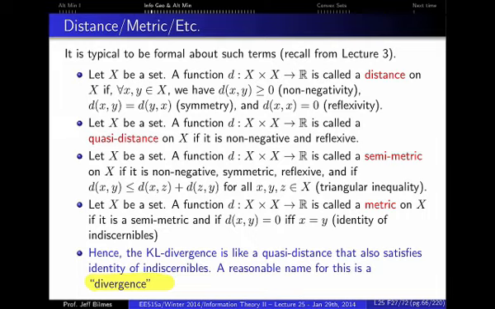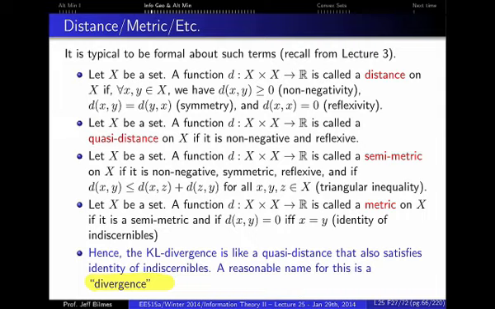Is there a formal definition of divergence? I don't think so. I don't think there's a universal definition of a divergence. In information theory, this is what we mean by a divergence. It's just not correct to call it that in general. In topology and other branches of mathematics, there are very, very broad, all sorts of different names.